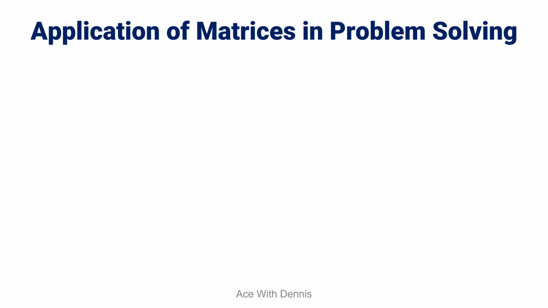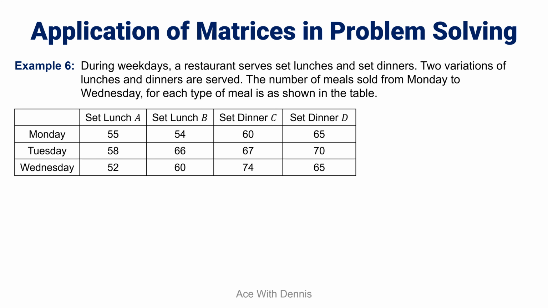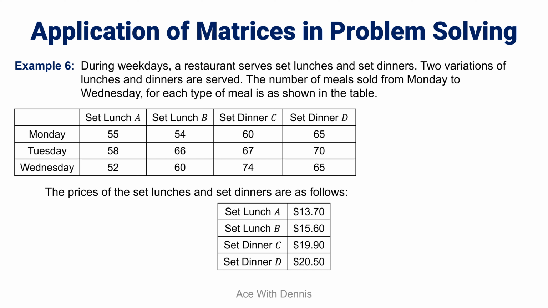After understanding the concepts behind application of matrices in problem solving, now let's look at exam-based example 6. During weekdays, a restaurant serves set lunches and set dinners. Two variations of lunches and dinners are served. The number of meals sold from Monday to Wednesday for each type of meal is as shown in the table. So here is the table. The prices of the set lunches and set dinners are as follows. So here are the prices for set lunches and set dinners.